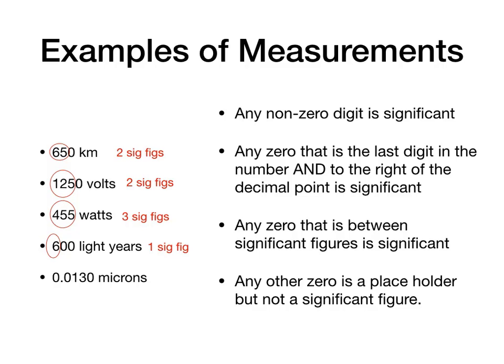Last one, 0.0130. When we apply our rules, first thing, the 1 and the 3 are significant because they're not zeros.